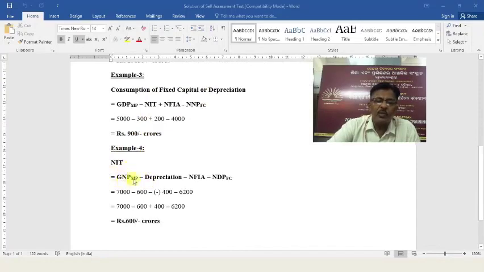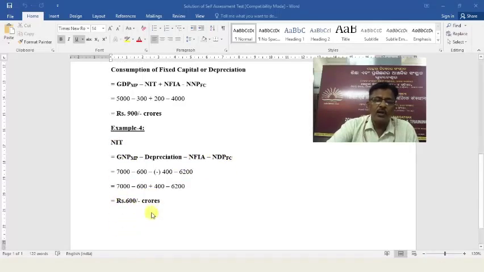Then example number 4, NIT is to be found out. How to find out? As per the example, the gross national product at market price minus depreciation, since the depreciation value is given. So GNP at market price minus depreciation gives NNP at market price. Then NNP at market price minus NFIA, remove the NFIA, and you will get the domestic concept. So NNP at market price minus NFIA is NDP at market price. So NDP at market price minus NDP at factor cost, market price minus factor cost, will be the net indirect tax. So therefore the answer is rupees 600 crore.